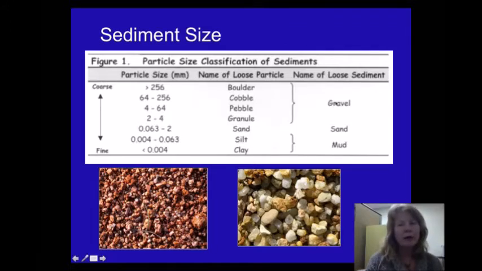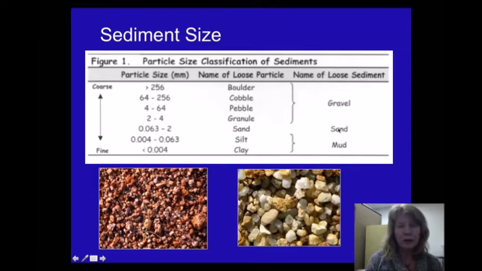There's three broad categories of sediment size. Gravel, which refers to particles that are 2 millimeters in size or greater. And then you could further define gravel size as granule, pebble, cobble, boulder, based on the average diameter size of the sediment particles.